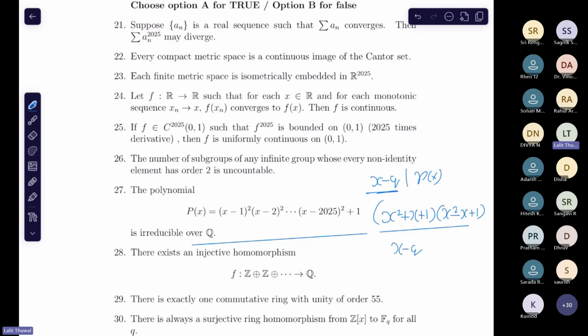This is reducible because it has all complex roots, so that need not be true. Okay, so let me tell you that.